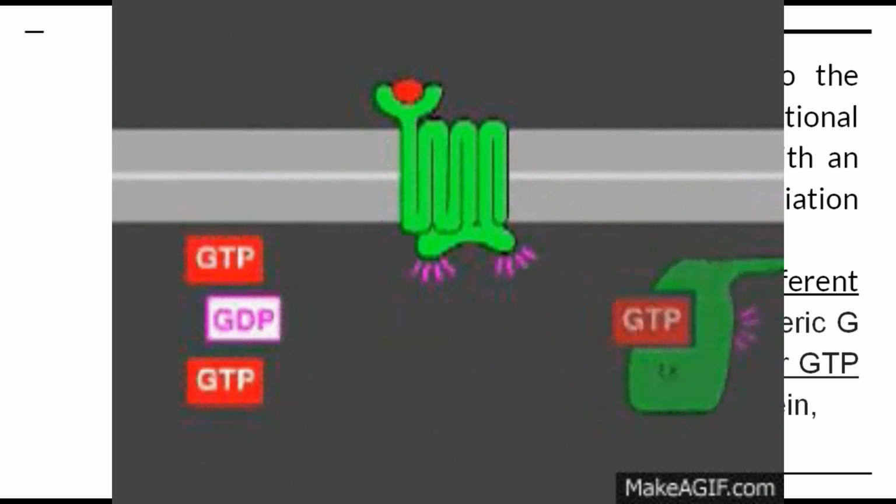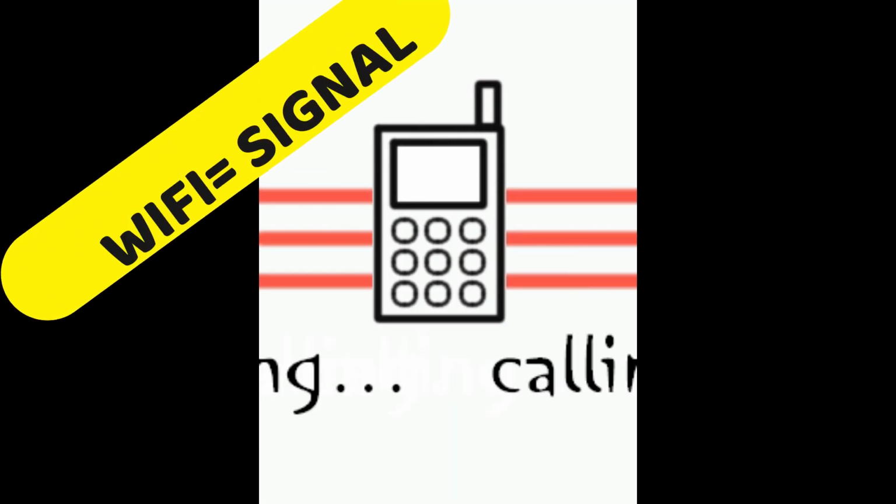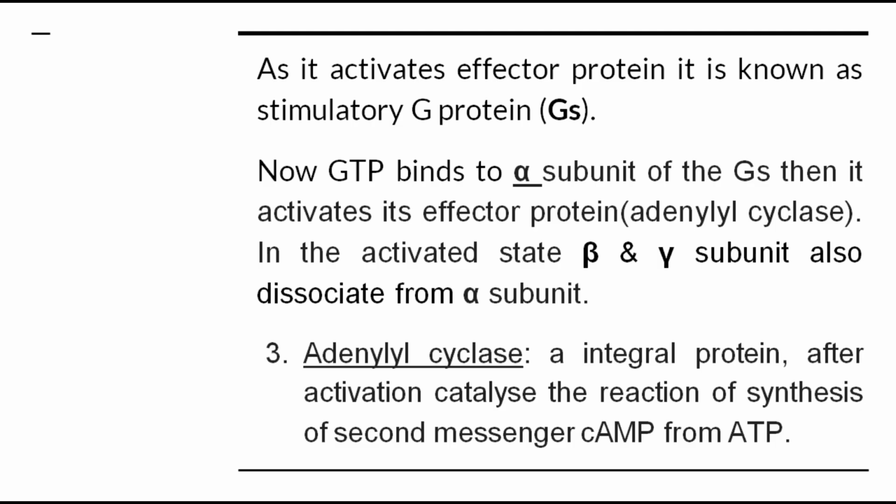The alpha subunit exchanges GDP for GTP and transmits the signal to an effector protein. It's very much like the proteins are mobile phones finding a Wi-Fi, and the G protein is technically the Wi-Fi. Now, as it activates the effector protein, it is known as the stimulatory G protein. Now, GDP binds to its effector protein.